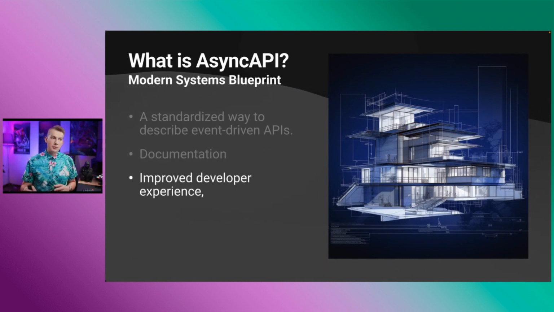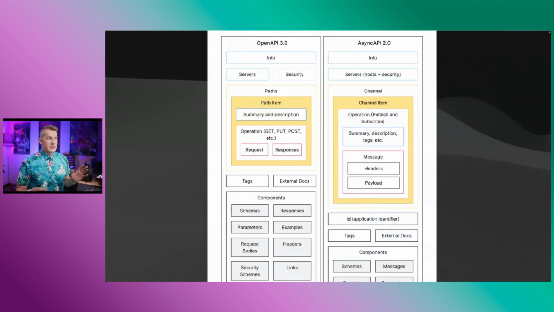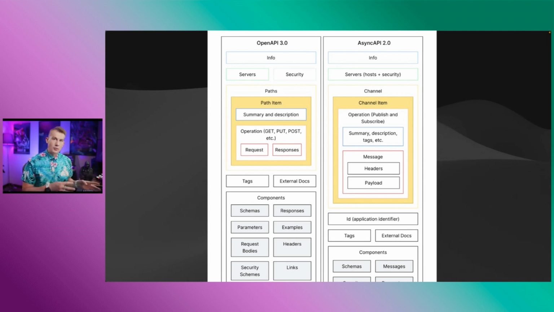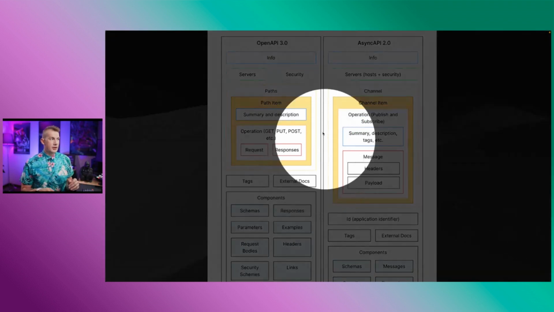It provides an improved developer experience, so you don't have to guess about the format of the data that you're putting there. It also simplifies integration by describing this and providing a clear understanding of which topic includes what. Here's a screenshot from the AsyncAPI website with a back-to-back comparison between the OpenAPI spec and the AsyncAPI spec, and you have very similar info and servers.